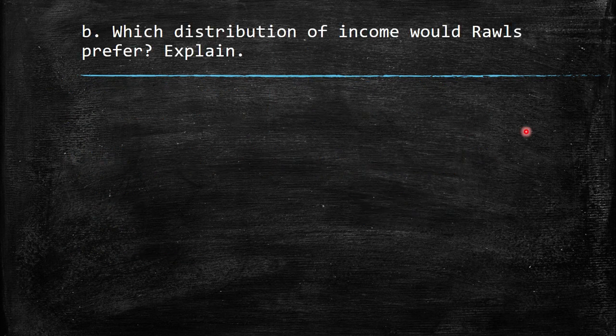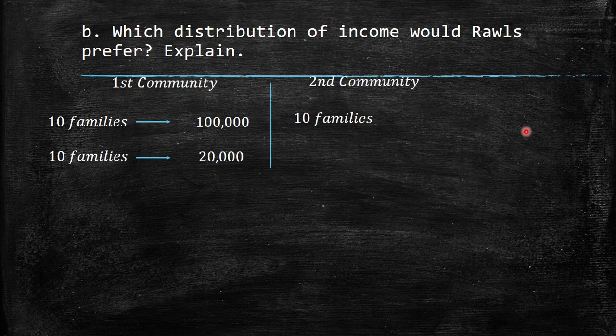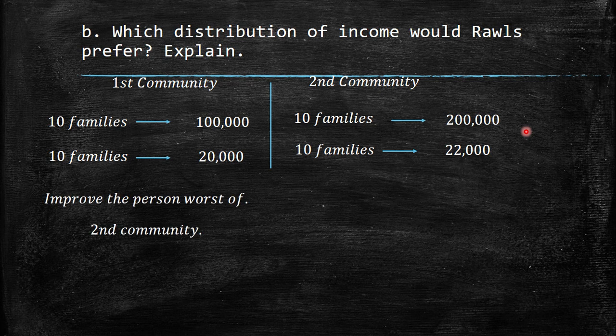Which distribution of income would Rawls prefer? Explain. Remember, Rawls tried to say that we should improve the situation of the worst off. So this should be the second community, right? Because this one has a better or higher income for these people. That should be the case.